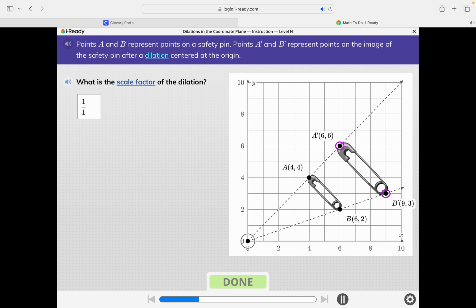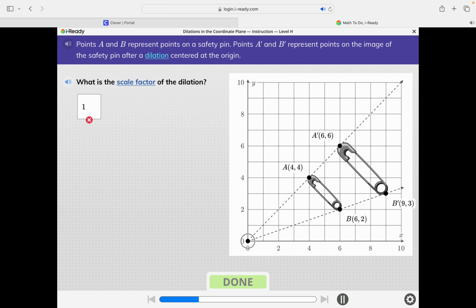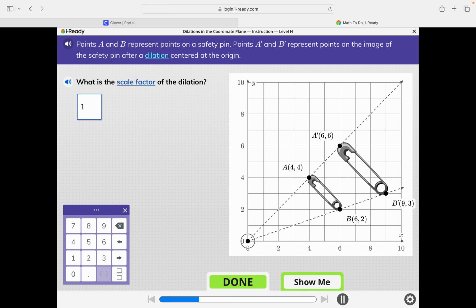Compare the coordinates of points A prime and B prime to the corresponding coordinates of points A and B. So just 1? Show me. No, we will find it, Subani. Come here. See here, 4 by 4, right? And now let's go to the B. B is what, Subani? 6 by 2. And B prime is 9 by 3.